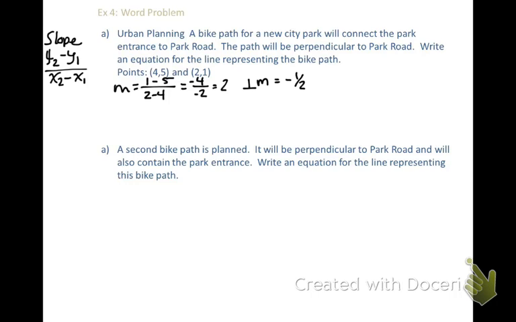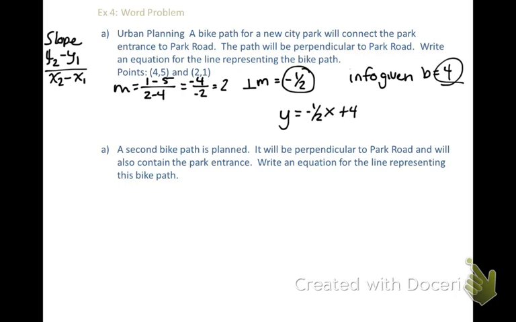Now the information given to you is that b equals 4. Okay, so I now have my slope and my b, so I can do the slope-intercept form. So it would be y equals negative 1/2 x plus 4. Now your information is going to be a little different on your homework, but I don't think too differently.